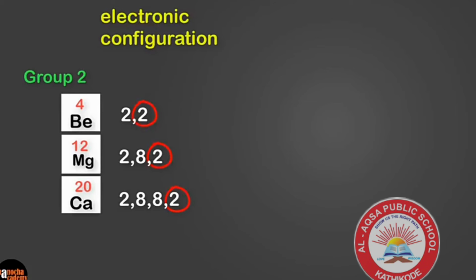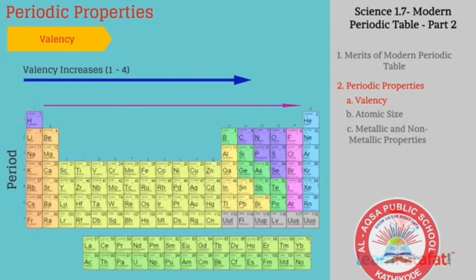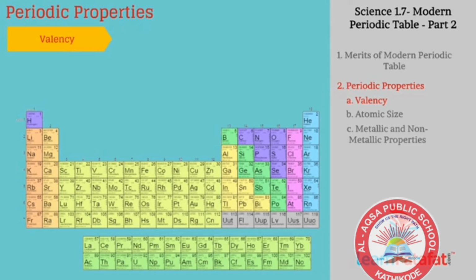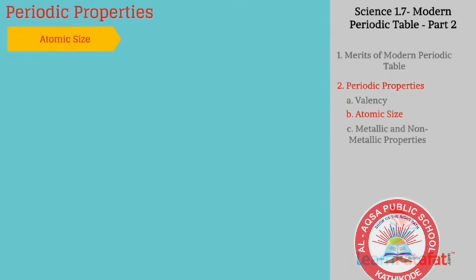Now let us discuss some periodic properties. The first one, valency. Valency increases from 1 to 4 from left to right, and then from group 15 onwards valency decreases from 4 to 0. And in a group, when we are moving top to bottom, we can see that the valency remains the same. And next property is atomic size.